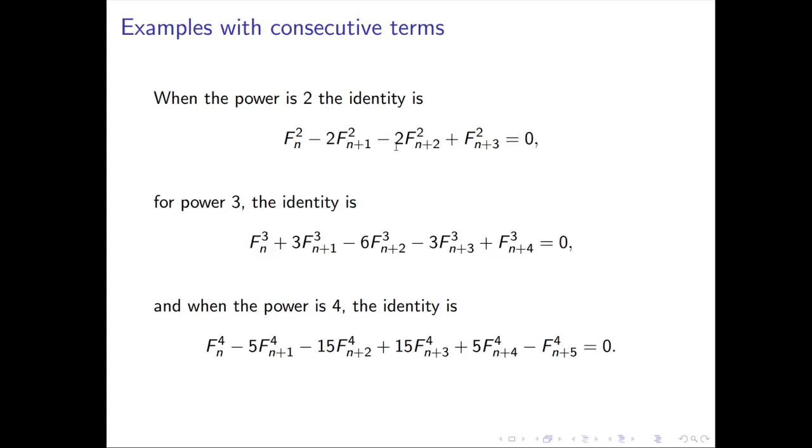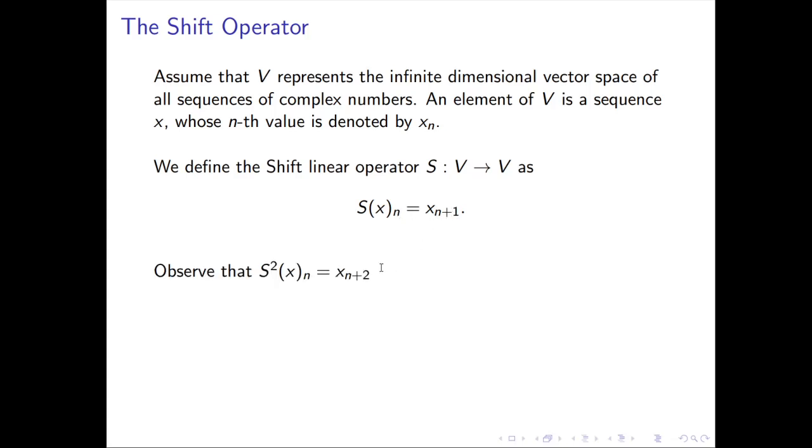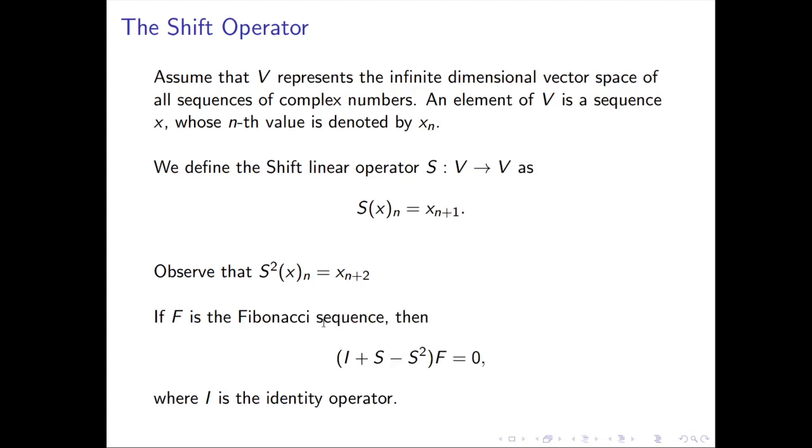So this switch in the consecutive is what I'm going to call the shift. What I'm going to describe is the shift operator, and I'm going to assume that V represents the infinite dimensional vector space of all sequences of complex numbers. An element of V is a sequence X whose nth value is denoted by X_n. The shift operator takes a sequence X, and S of X is a sequence whose nth value is X_{n+1}. If you apply it one more time, you shift by 2. And so it's no surprise that if F is the Fibonacci sequence, the identity plus the shift minus the shift squared applied to the Fibonacci sequence is equal to 0.